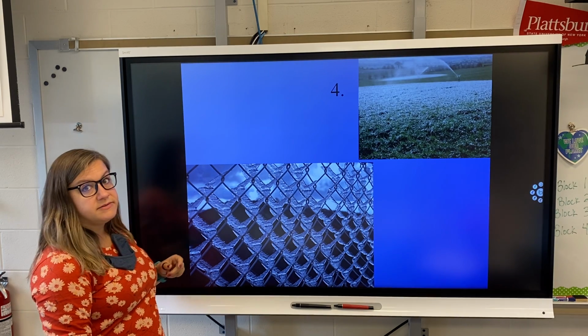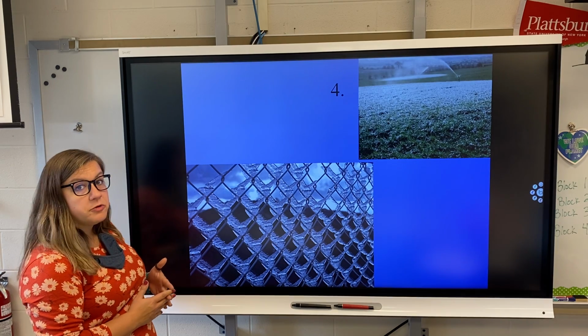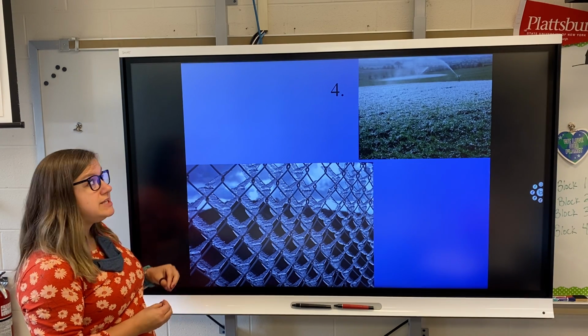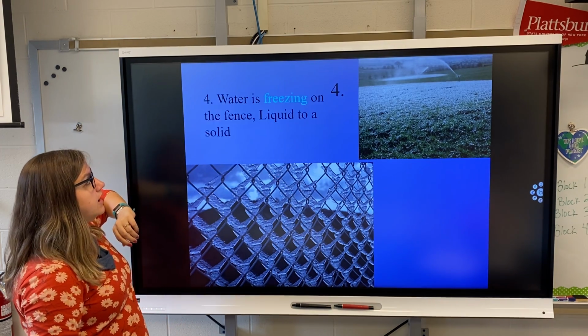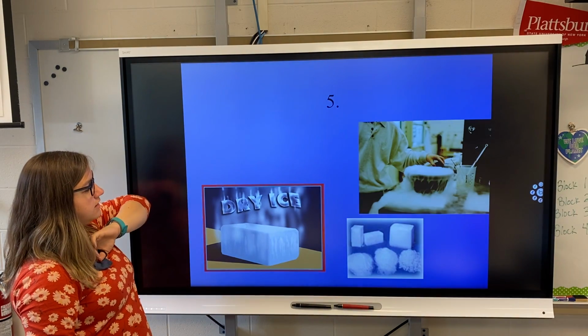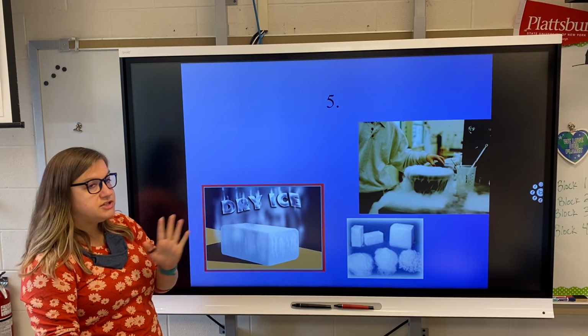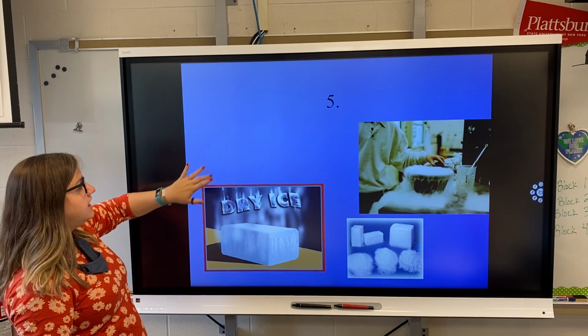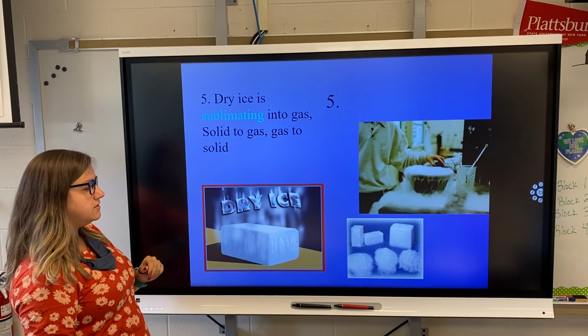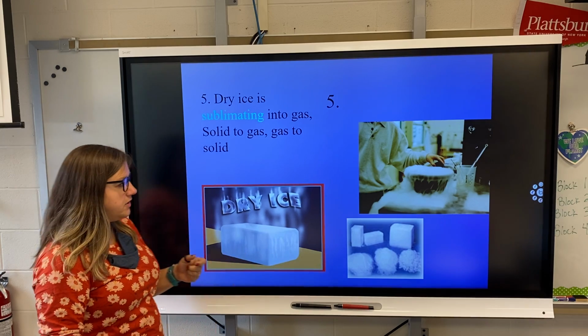This happens a lot of times around here this time of year: you have water on blades of grass because of dew, but then it freezes. So this is going to be freezing, going from a liquid to a solid. And then this one's kind of fun. When something goes from a solid to a gas or a gas to a solid, it's called sublimation. So dry ice does it. Dry ice usually will go from a solid to a gas very quickly.